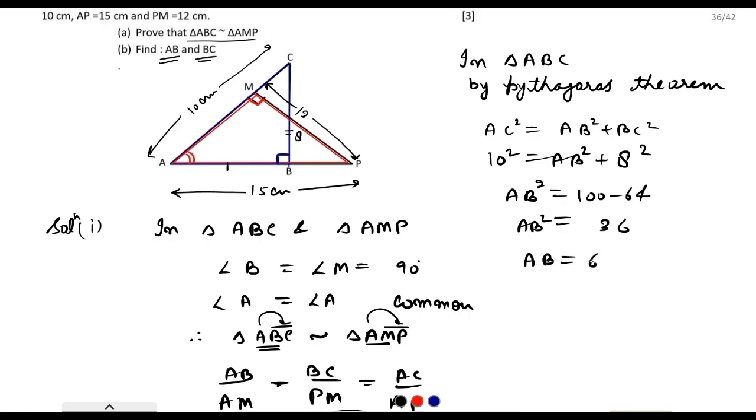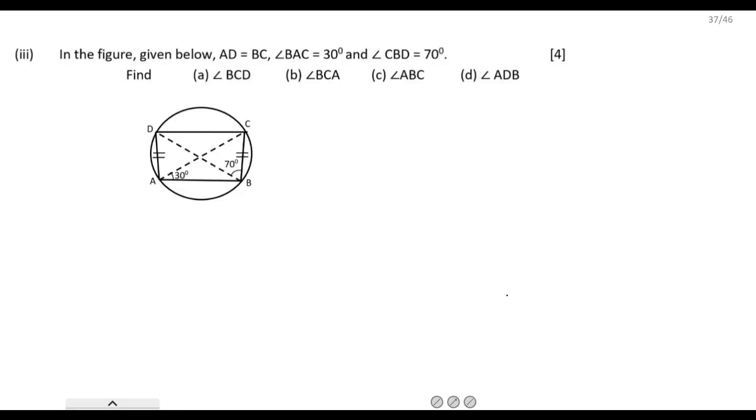Then AB is equal to 6 centimeter. Third part of this question, figure is given, and it is also given that AD is equal to BC, angle BAC is 30 degree and angle CBD is 70 degree, and with the help of these we have to find angle BCD.